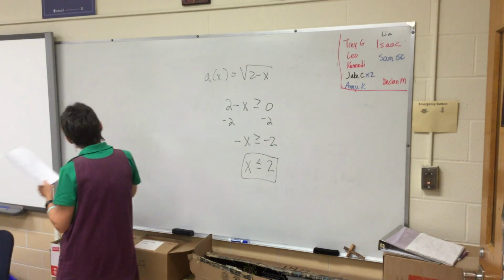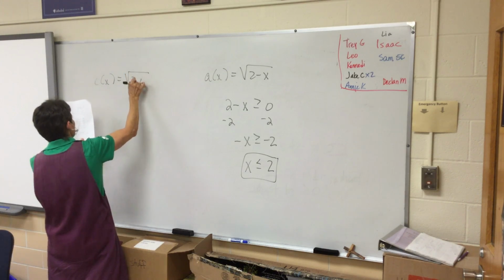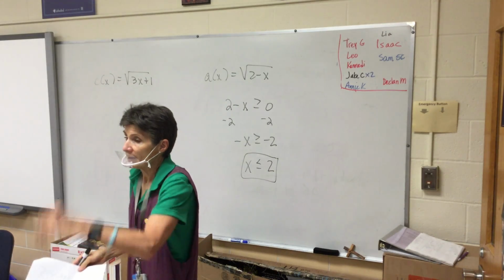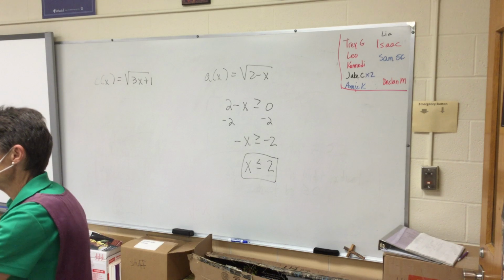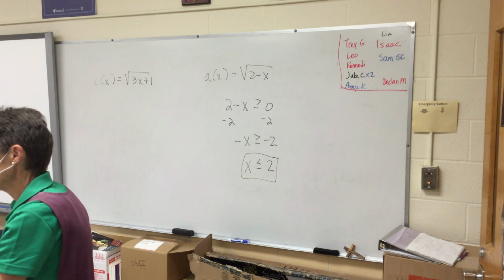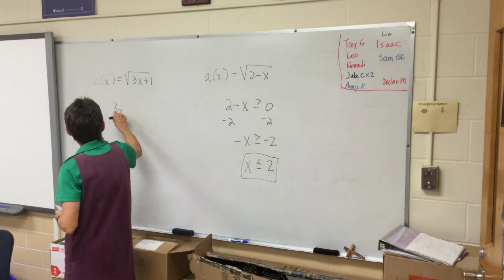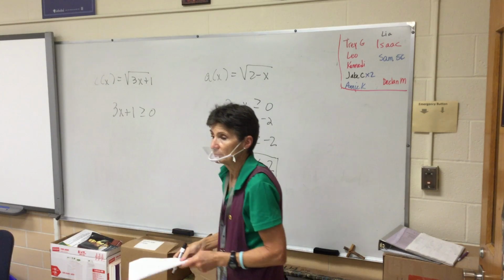Denominator cannot be 0. I don't need to worry about that because this problem doesn't have a denominator. What's the second rule? Whatever is under the radical has to be greater than or equal to 0. So whatever is under the radical has to be greater than or equal to 0.